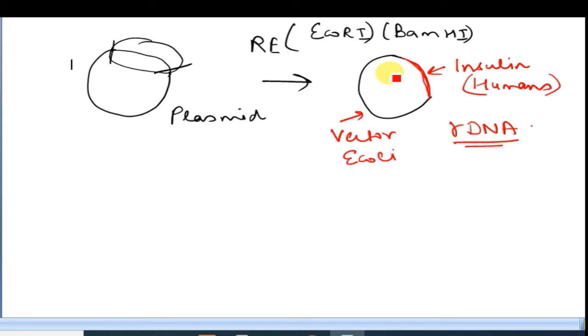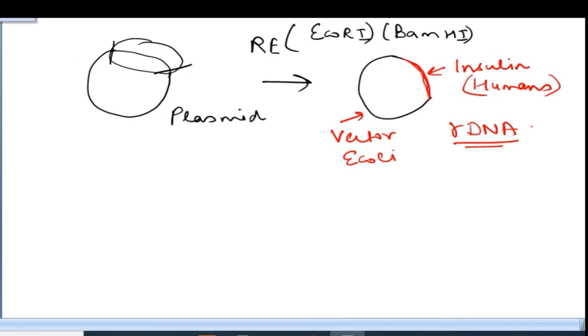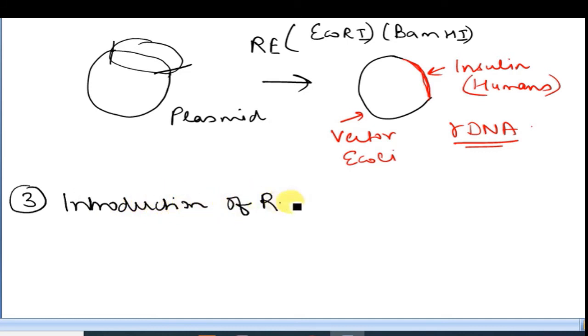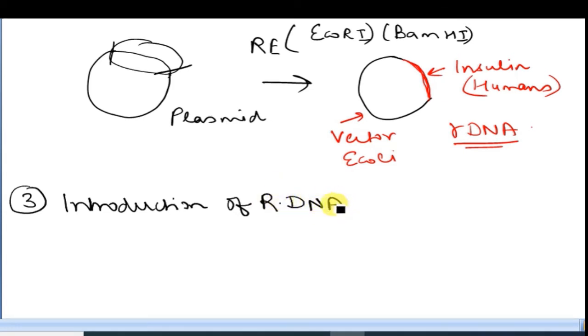Now coming to the third point, the third point that we need to work upon is the introduction of recombinant DNA into a suitable organism. So let me write this down. Third point is introduction of recombinant DNA into a suitable organism.